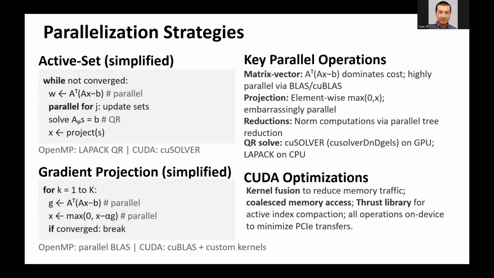The key parallel operations are matrix vector products, which dominate the cost and are handled by BLAS or cuBLAS, and element-wise projection, which is embarrassingly parallel, and also norm computations with parallel tree reduction, and QR solves using cuSolver on GPU and LAPACK on CPU.